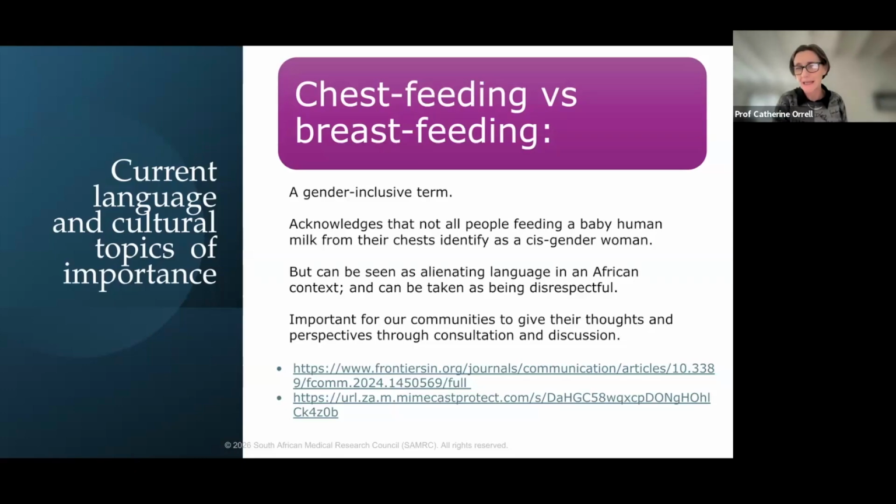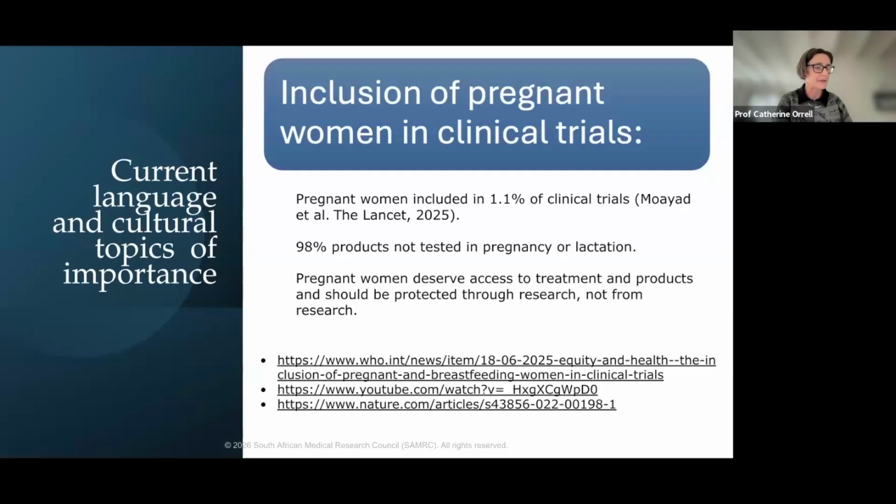My second example, next slide, please, Natalia, relates to including pregnant women in clinical trials. We know that pregnant women are included in 1.1% of clinical trials, and 98% of products are not tested in pregnancy or lactation. Pregnant women have been called a vulnerable population, and I should put that in inverted commas, for many years, which as a more feminist inclined person is perhaps not true. The fact that you're carrying a baby doesn't detract from your brain. You can still think and you can still make decisions for yourself and for your infant.